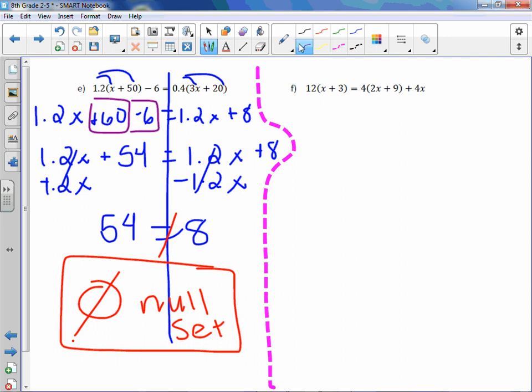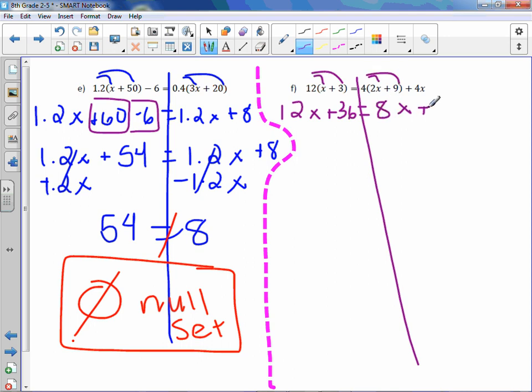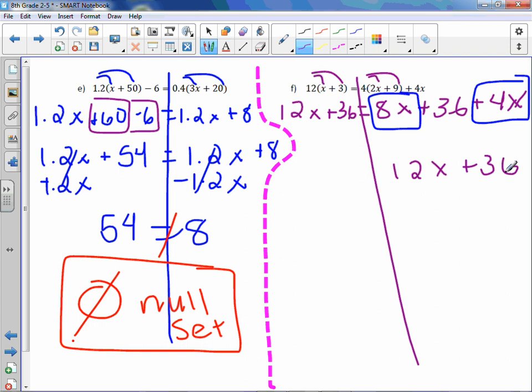Letter F. Distribute the 12. 12x plus 36 equals, distribute the 4, 8x plus 36, bring down the plus 4x. On the right hand side we have some like terms. I have positive 4x and positive 8x, which makes 12x. Bring down the 36. And just bring down what's on the left. We can't do anything with it.